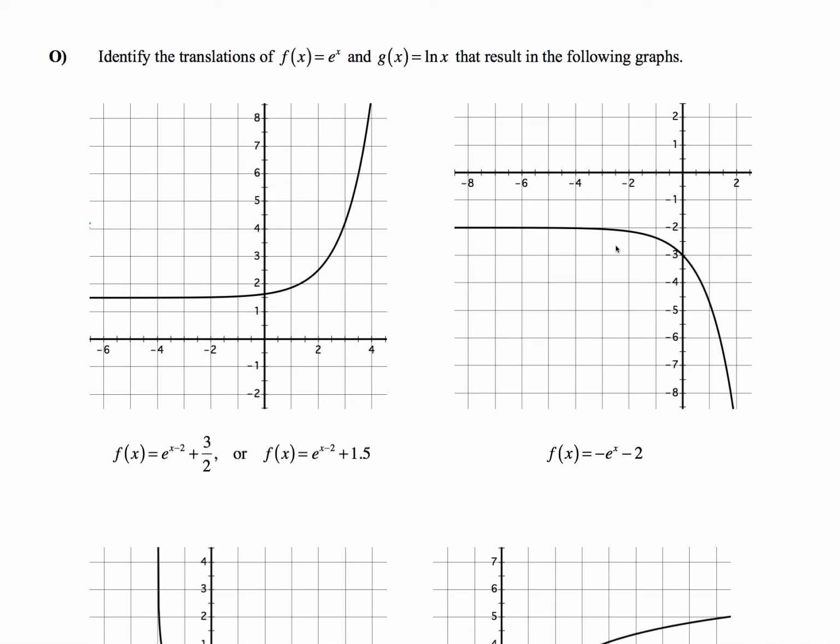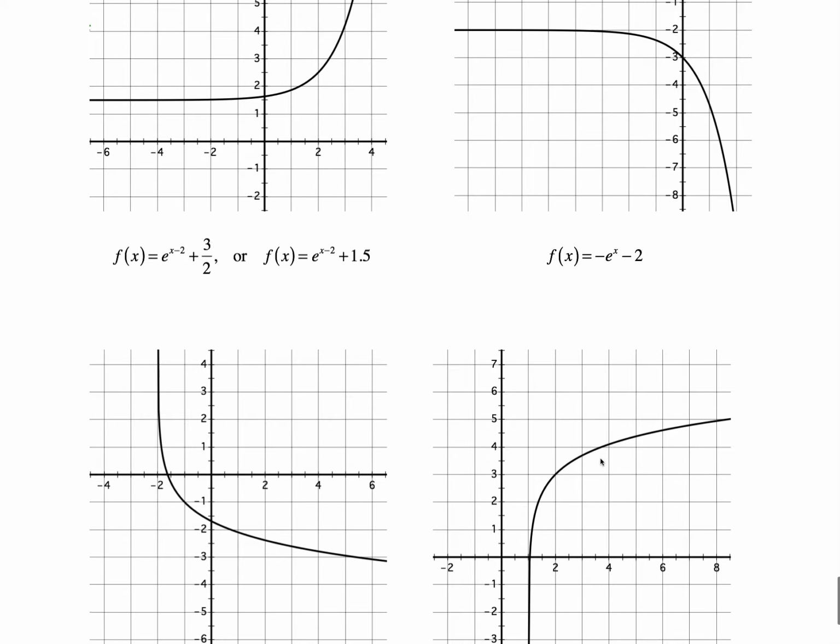It's been reflected down, so that means we put a negative in front of e to the x, and it's been shifted or translated down 2 units, so we put a -2 at the end of the function. If you have a reflected function, don't forget to put the negative in front of the function.